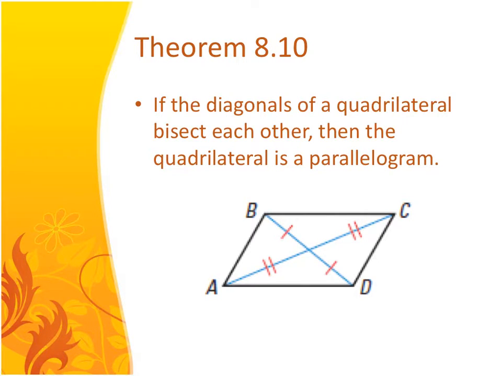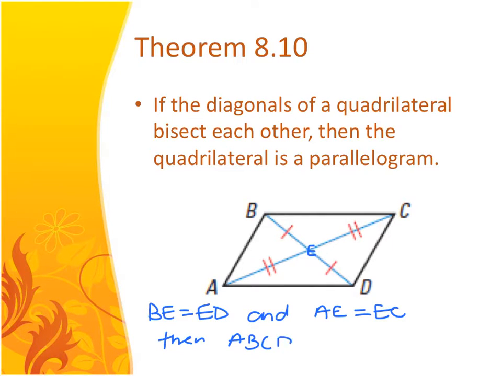Okay, and then the next one is if the diagonals of a quadrilateral bisect each other, then the quadrilateral is a parallelogram. So if this was an E in the middle here, if BE equaled ED and AE equals EC, then, well, I should put it in order, ABCD is a parallelogram. So both diagonals have to bisect each other.